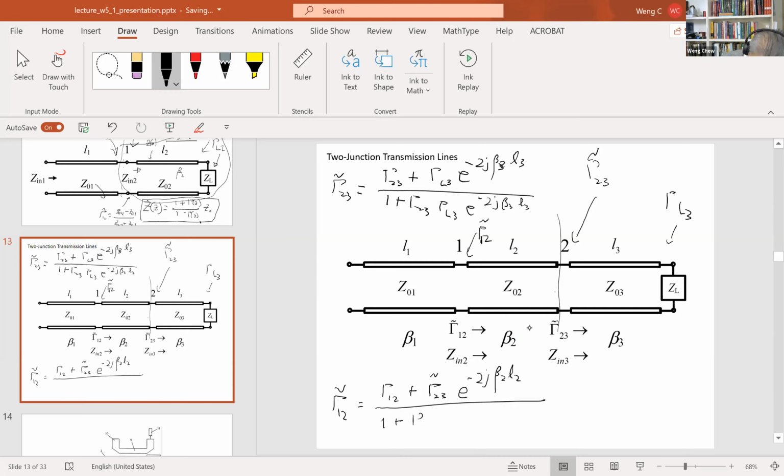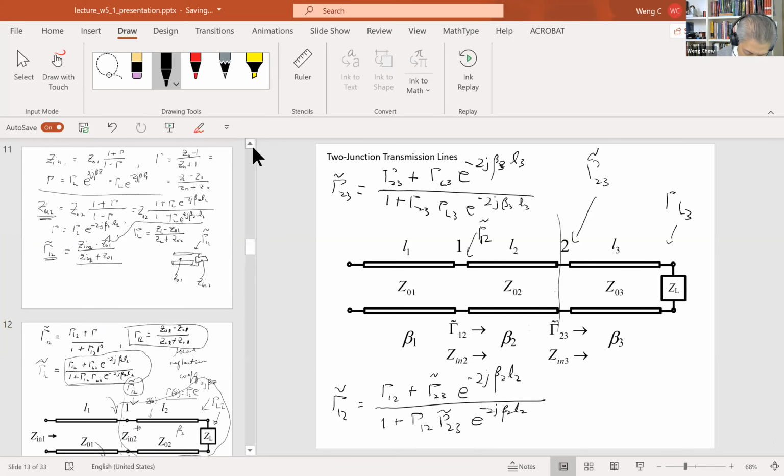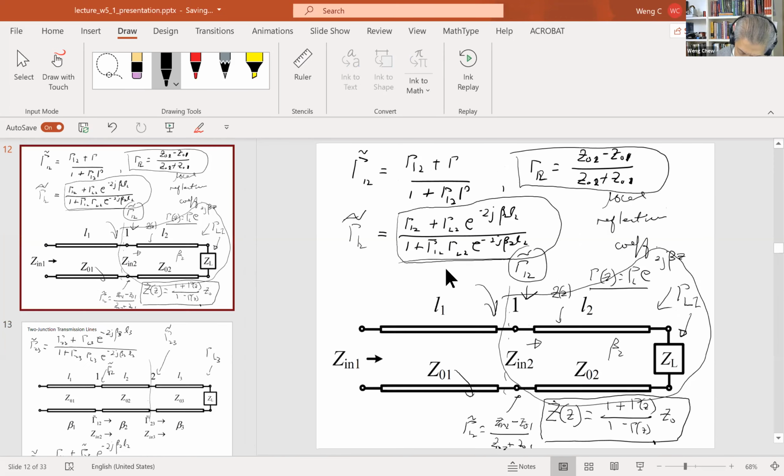1 plus gamma 1,2 gamma 2,3 tilde, e to the minus 2j beta 2 L2. Essentially, I am applying this formula over again. This formula is very powerful. I did not derive it here, as it takes a lot of algebra to get there.